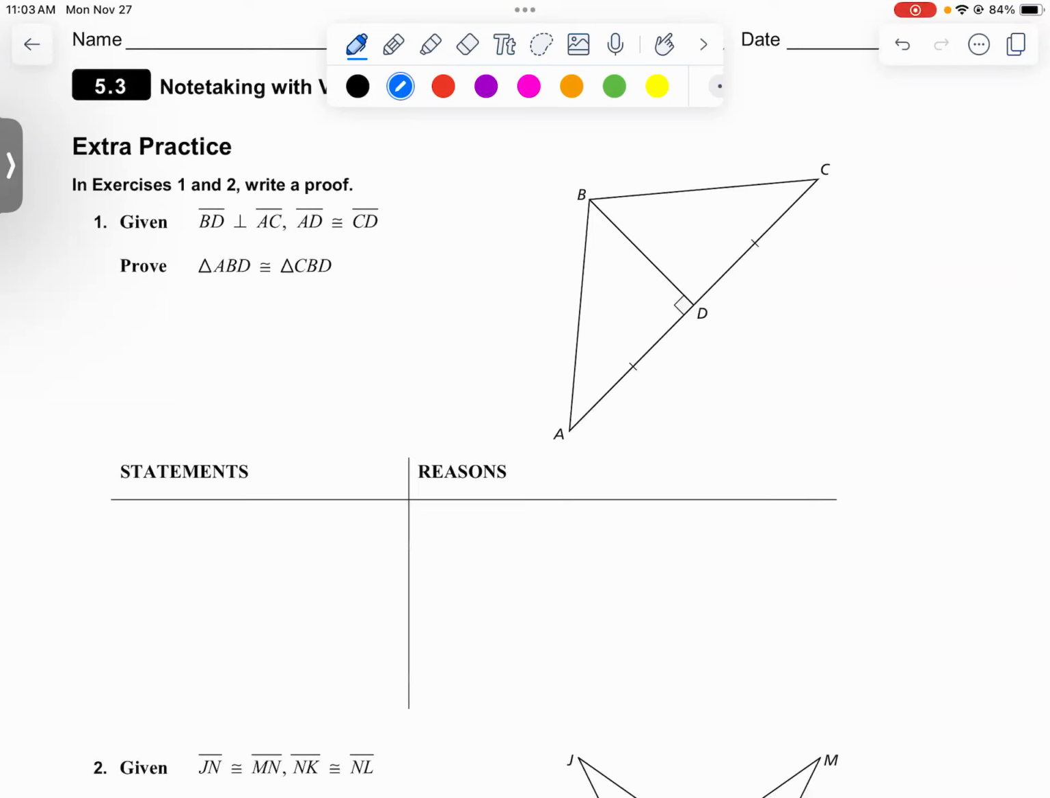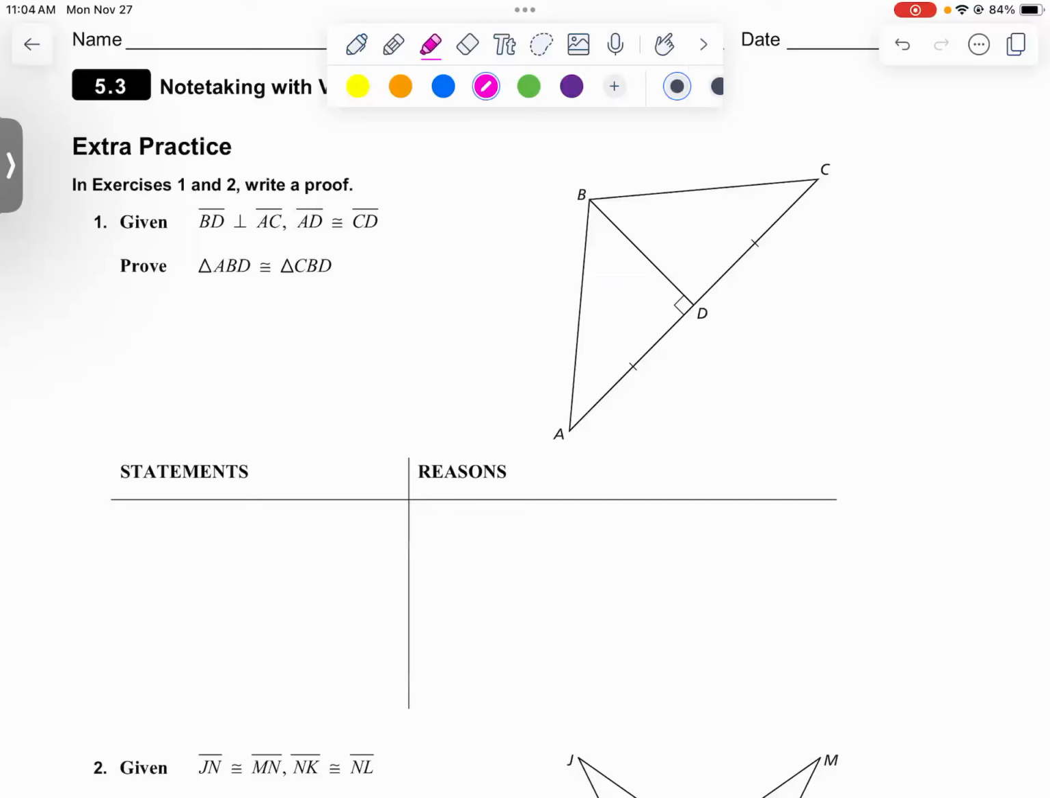So here's the deal. We want to prove that triangle ABD is congruent to triangle CBD. We know that's going to be our very last step. Okay. Let's just look at the picture. Does it look like we have enough info to get this done? Yes. Do we have side angle side? Okay. We do, right? Because BD is congruent to BD.